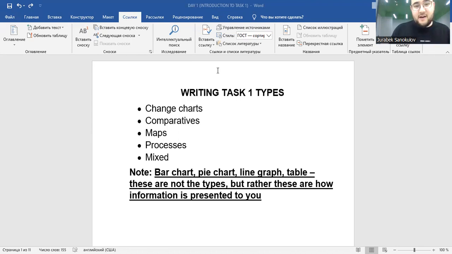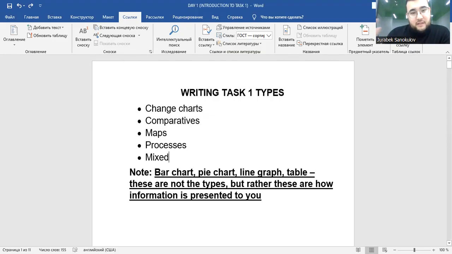So now I'm going to explain the easiest and the most correct way of dividing task one types into different categories. So we say we have chain charts, we have comparatives, we have maps and processes, and we have mixed types, right? So these are the only types of task one. And it's not much, yeah, because identifying maps and processes is quite easy, right? So today in this video, I'm going to explain how to identify the other types. And we're also going to talk about maps and processes. So let's get to it.